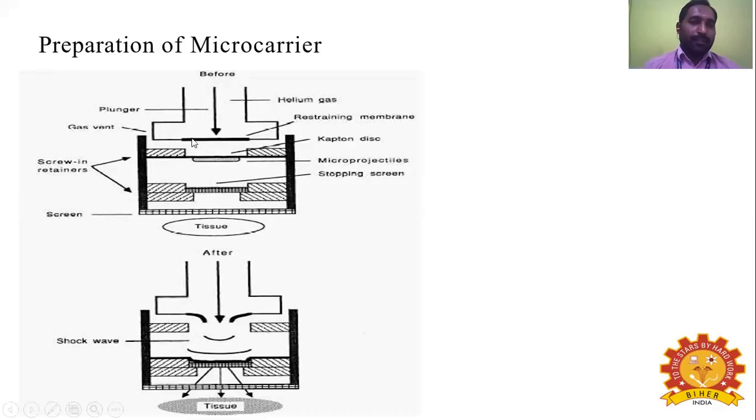Here you can see, before firing, this is the restraining membrane, and here you have the helium gas and plunger and the gas vent. This is the Kaplan disc. And this is the stopping screen. At last, you will have the tissue.